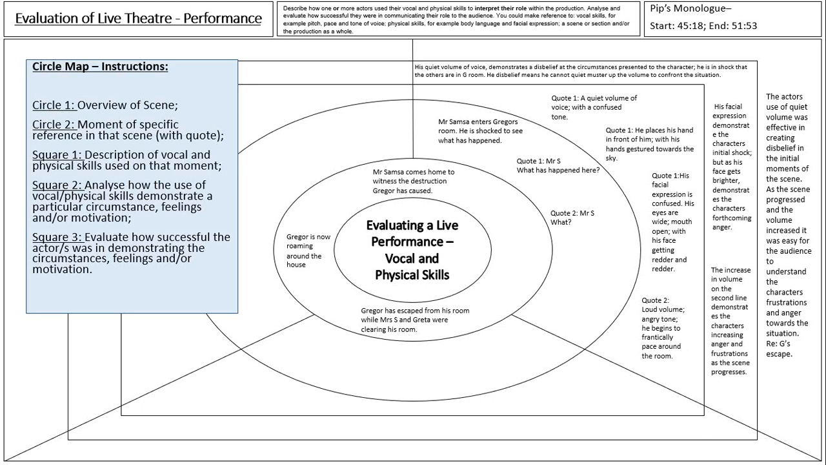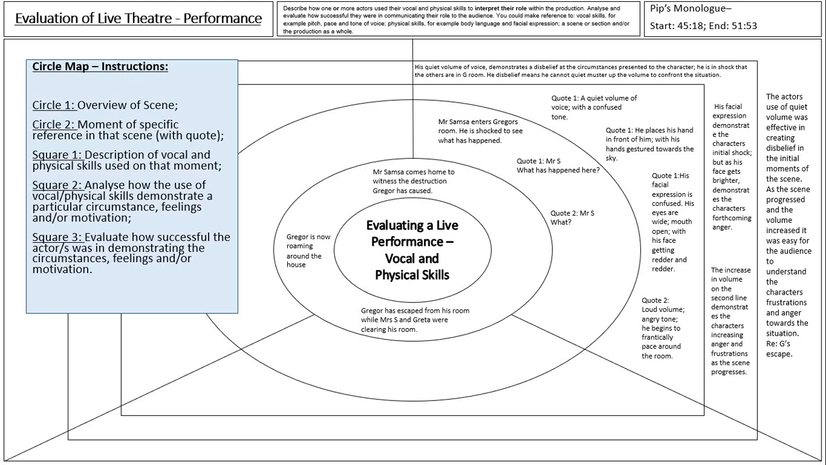So there are 3 sections in the map. And actually, they are because you need to interpret, analyse and evaluate 3 different moments. So I'm going to go through one moment with you now, and I'm looking at the play Metamorphosis by Splendid. And in my first circle, now you will notice that the circle map is divided, but the first circle isn't, because that's my interpretation of the scene. It's my overview. And that's going to be the same for whatever happens.